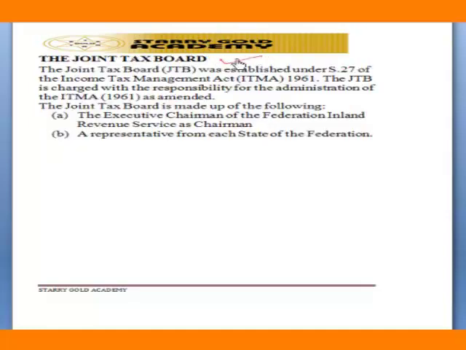JTB, the Joint Tax Board, referred to as the board. The Joint Tax Board was established under Section 27 of the Income Tax Management Act of 1961. As far back as 1961, that was the origin of the Joint Tax Board. But over the years, this act has been amended.